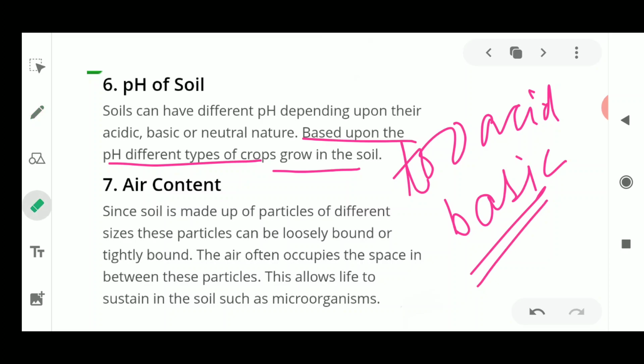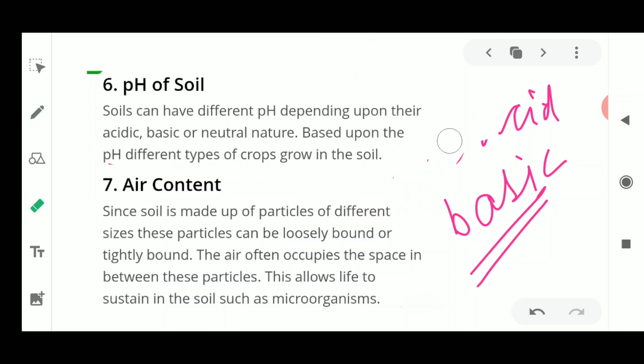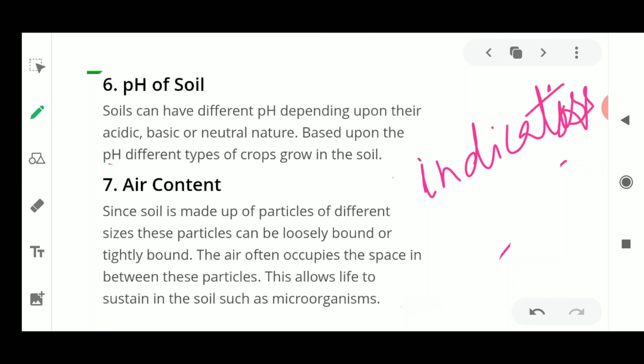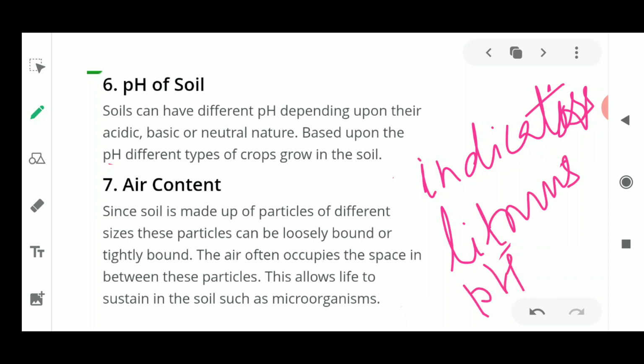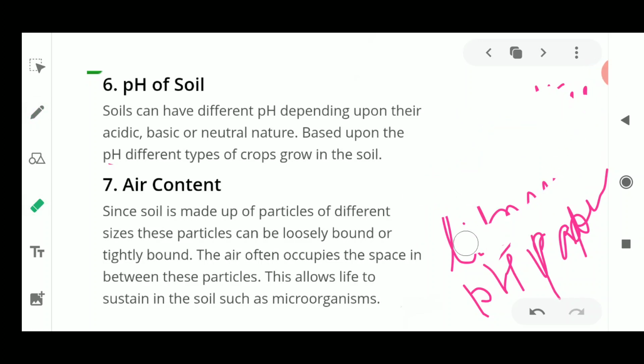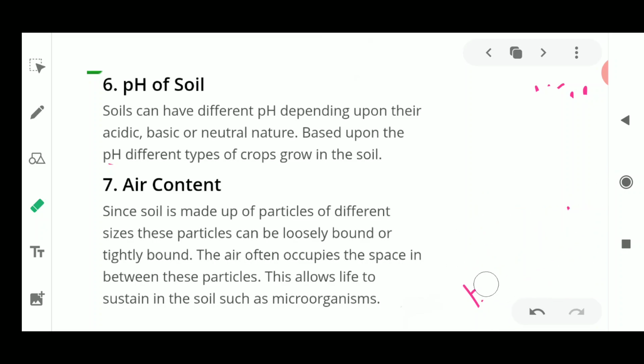To maintain the pH of the soil, we need to first test the pH. We can test the pH with the help of indicators. So what are these indicators? They could be litmus, they could be pH paper, and there could be various natural indicators, synthetic indicators, or universal indicators. The pH value always lies between 1 to 14, and in between we have the number 7.